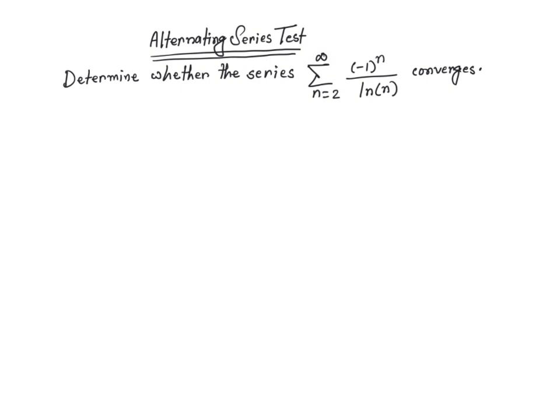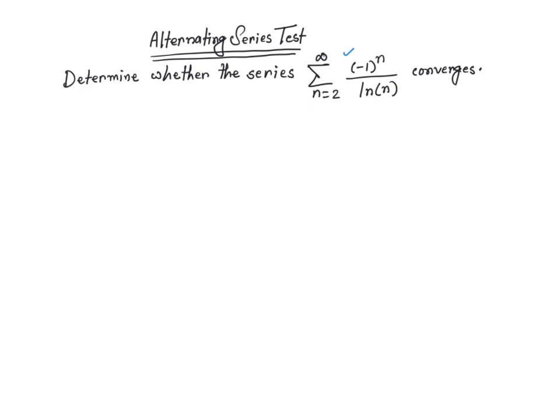In this video, I'm going to solve this problem using the alternating series test. You have an alternating series right here. We want to show that it converges, or we want to show that it diverges. So to use the alternating series test, we need to make the following assumptions.